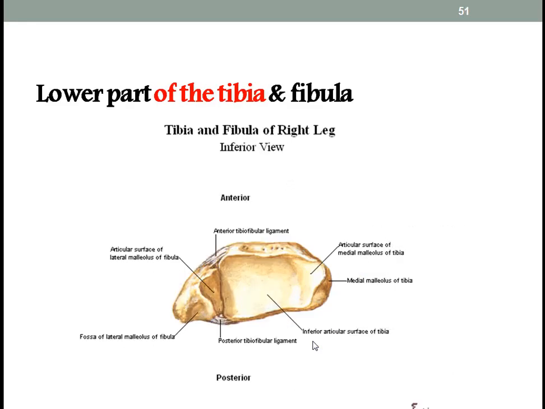And this is the lower part at the ankle joint or articular surface. This is the medial malleolus, and this is the lateral malleolus. And again, you should notice this, the fossa of the lateral malleolus, which is posterior here. So this is the inferior articular surface of the tibia, and this is the inferior articular surface of the fibula. And these are ligaments, the anterior and posterior tibiofibular ligaments.